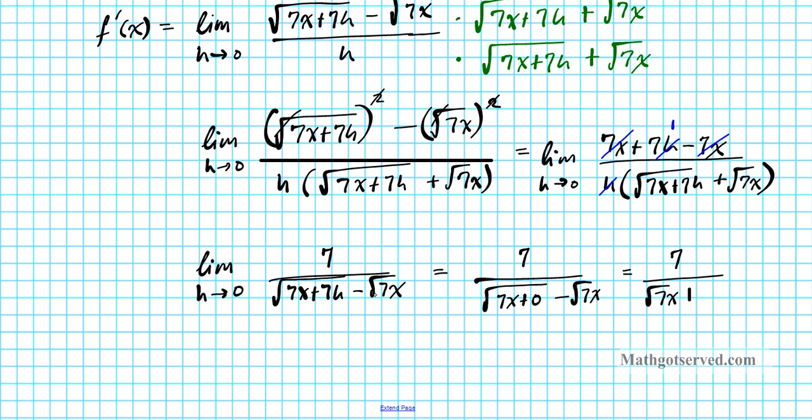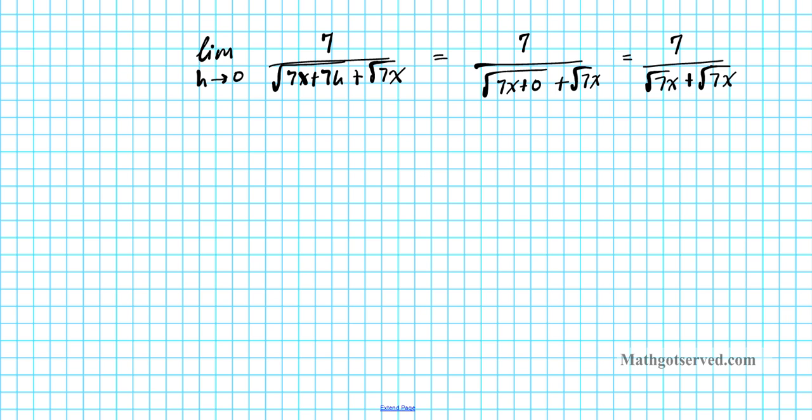Okay, this is a plus right here, so this is supposed to be plus root 7x. So look at these two radicals as y plus y. What is y plus y? It's 2y, right? So imagine as though there's a 1 here and there's a 1 here. So when you combine these two, it's going to be 7 over 2 root 7x. Okay, what are we looking for? We're looking for f prime of x.